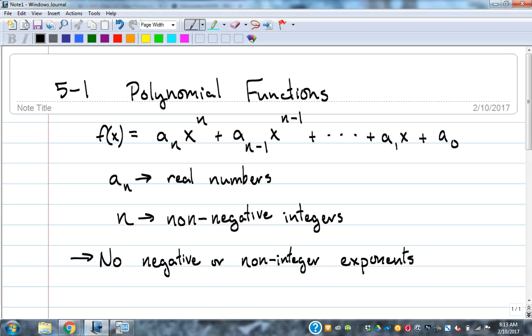Those a sub n's in the front are just real numbers. They're not variables. They're just numbers. And the subscript is just saying this is the term or the coefficient in front of that power. And then the n for both the exponents and the subscript are non-negative integers. What's an integer? Positive and negative whole numbers, or non-negative integers would be just the positive side. So we're talking about whole numbers for that.